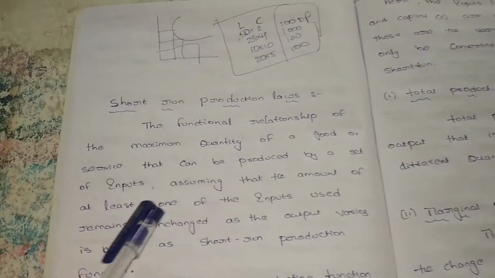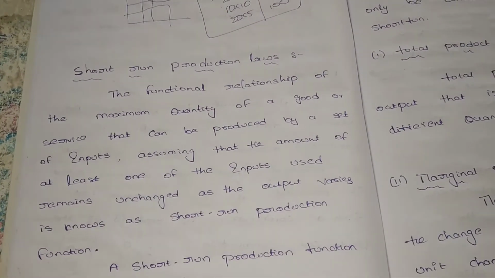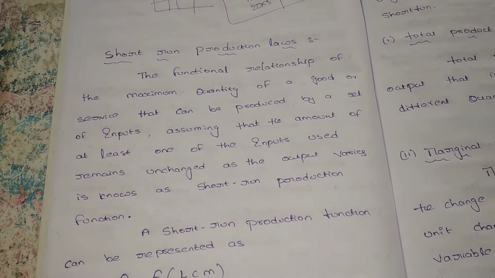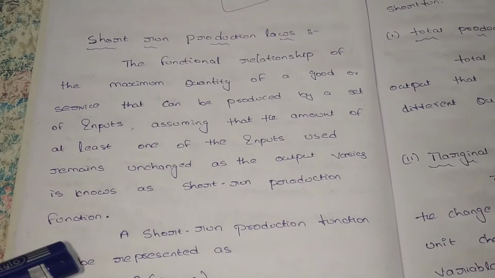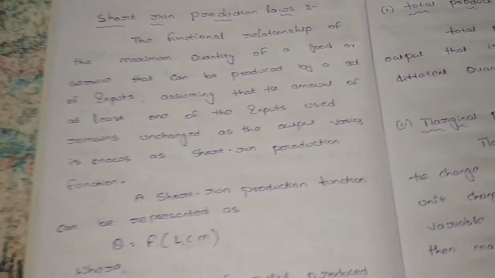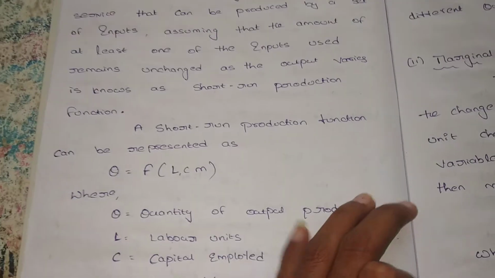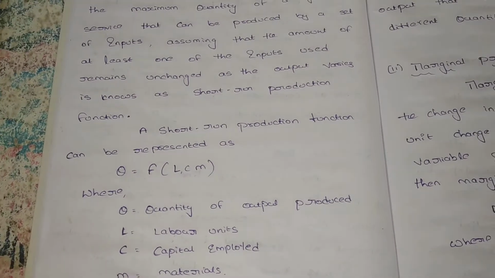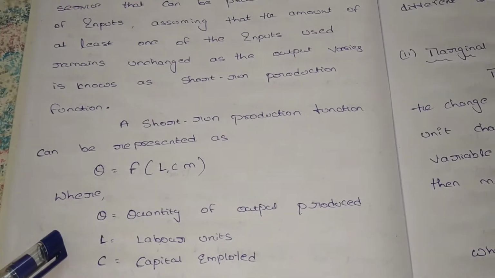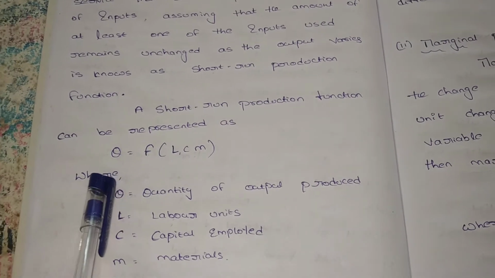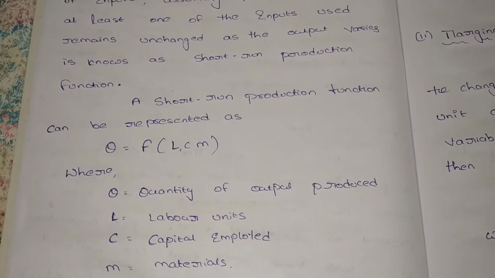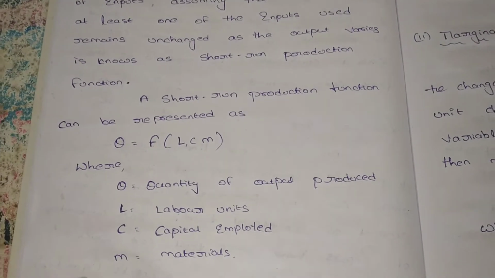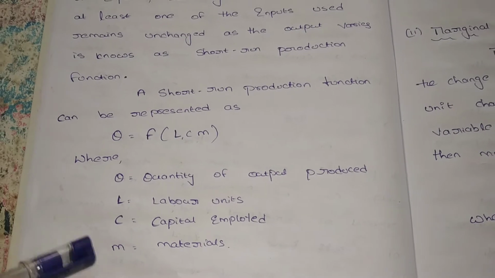Let's see here. What is the short-run production function? It shows how much input is required for producing our output, and how much maximum output we are producing by utilizing our inputs. So it shows the relationship between inputs and outputs in the short run. In the short-run production function, at least one input factor is fixed. What is the function? Q is equal to F of L, C, M. Q is the complete output, the complete quantity of output. L is labor, C is capital, M is materials.